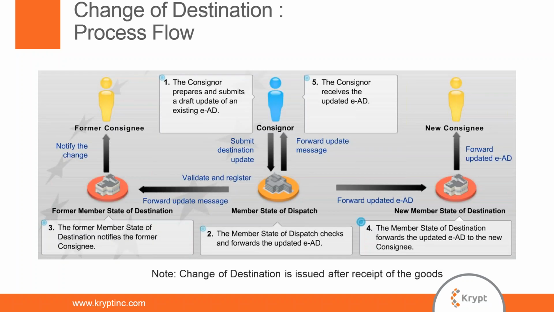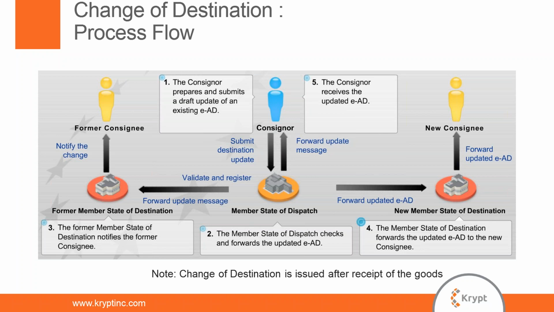So here it quickly shows how the message movement happens in the case of change of destination. Let's suppose initially we have the former consignee which has already received the electronic administrative document and the goods, and now we would like to return those goods back to the consignor. In that case, the consignor will send an update destination request to the member state of dispatch. So that message now would have the former consignee name as well as a new consignee name, and in the new consignee name they can straight away put their own address.